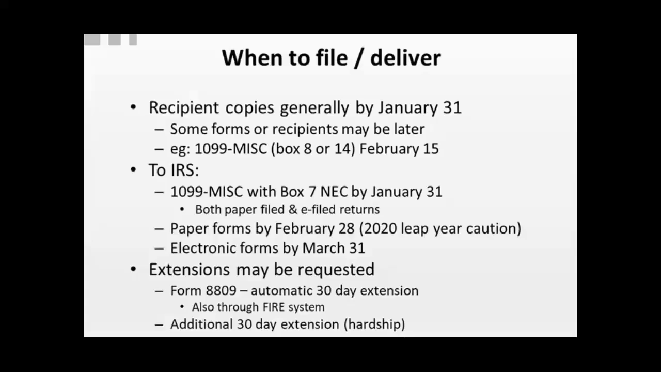They're due to the IRS if they have 1099 miscellaneous with box 7 NEC by January 31st for both paper and e-filed returns. That's for 2019. Paper forms are due by February 28th to the IRS if they do not have NEC on them, and the electronic forms by March 31st if they don't have NEC on them.